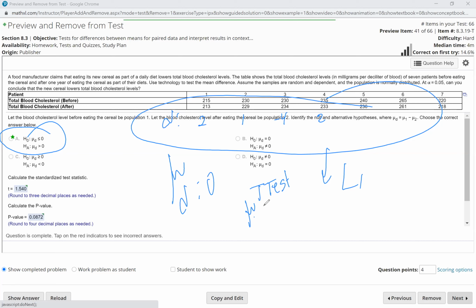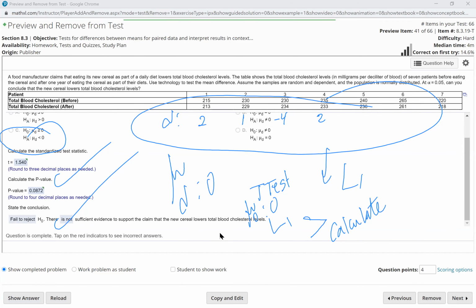Your mu0 will be 0. Your list will be L1, and you choose the alternative sign. The alternative sign here is greater, and then you hit calculate. You will get T, and you will get the p-value. And then the p-value here, what's alpha here? 5%, so it's more than alpha. So fail to reject the null hypothesis, and if you fail to reject the null hypothesis, there is not enough evidence to support the claim.